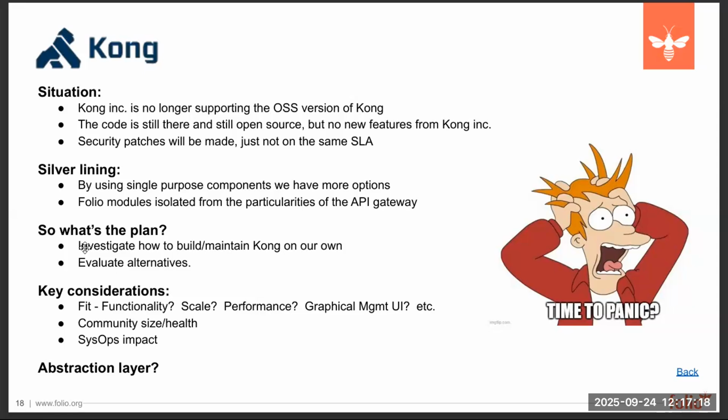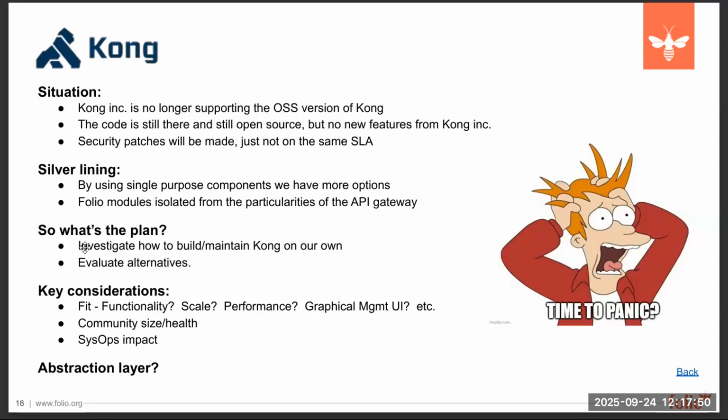And some of the key considerations, right? Because it's not just single faceted here. What is the fit? Does it have all the functionality that we need? Does it scale well? What about performance? Is there a graphical management user interface? Those are important things. Kong has all of those things. It checks all the boxes. That's why we selected it initially. But also, let's not repeat our mistakes. What is the health and size of the community behind the gateway itself?